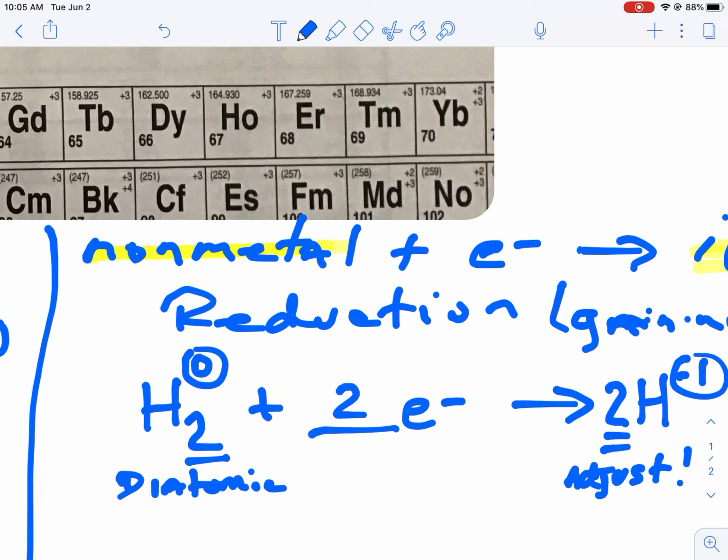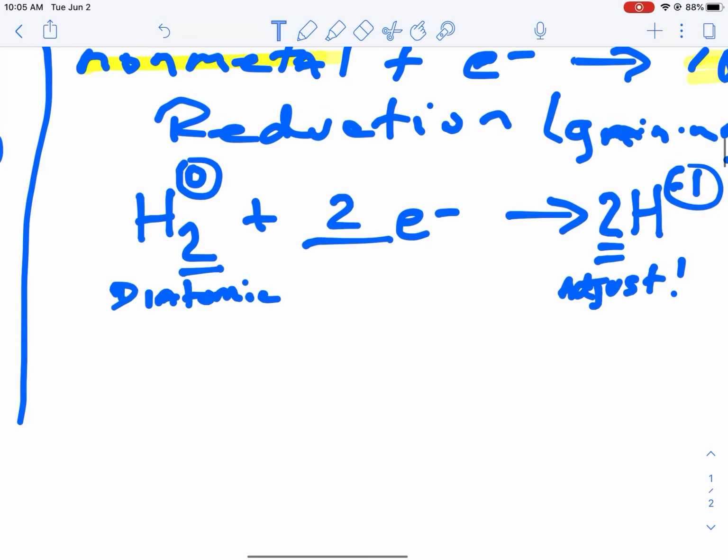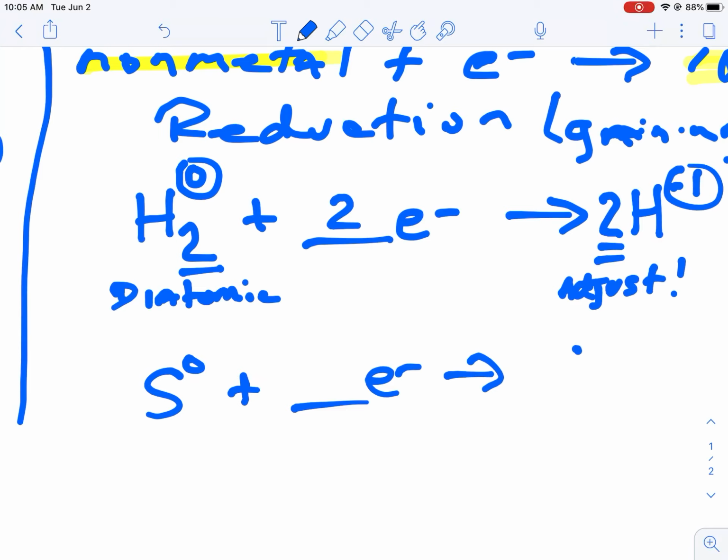If it was just a regular old element, like say you had sulfur, which is not a diatomic, sulfur is simply this, sulfur 0. Okay, it's going to take a certain amount of electrons. It's going to become the charge on the periodic table, which if we look up above, it'd be S -2. To go from 0 to -2 is just like walking on a number line, 2 spaces. That's how many electrons would be involved.